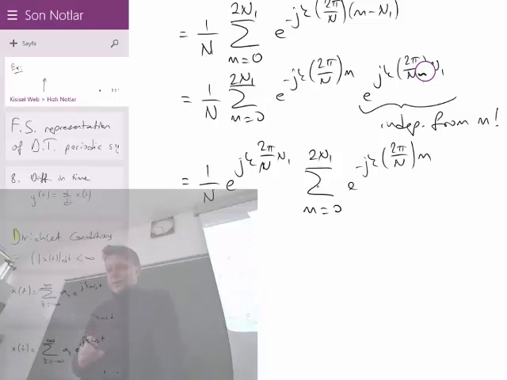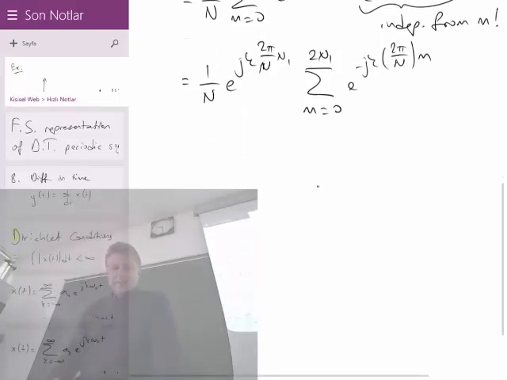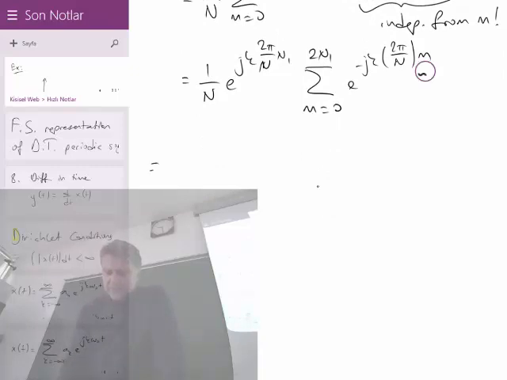It's like e to the, or any constant number c to the minus m, from 0 to some certain number. Do you remember that summation formula? It's a finite summation, it's not an infinite summation. And that finite summation, let me first write the coefficients or the scale: e to the jk 2 pi over capital N n1.